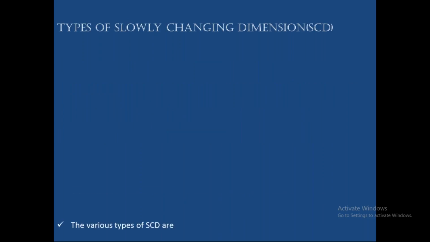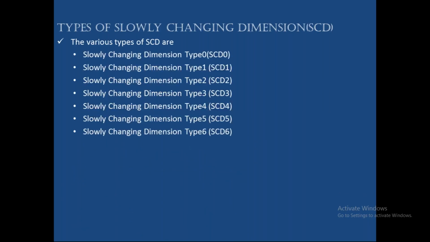Types of slowly changing dimensions. As we discussed, the various types of SCDs are 0, 1, 2, 3, 4, 5, 6. We have a total of 6 types of SCD. Out of all these, the commonly used ones are SCD1 and SCD2. Once you know SCD1 and SCD2, you will be able to implement SCD3 very easily. So let's move on.